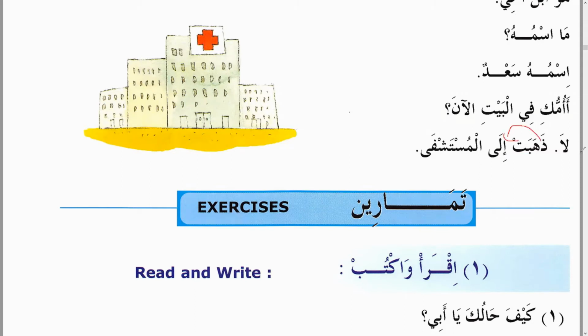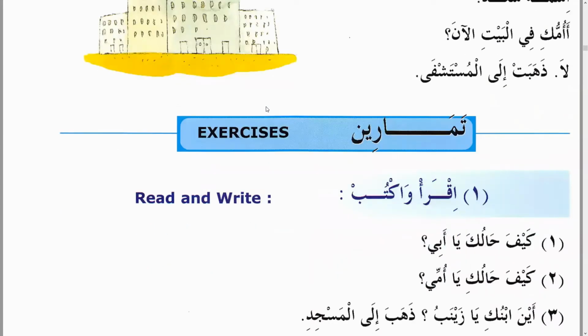It will never come before. If I say ummi dhahabat ila al-mustashfa, my mother went to the hospital, the ummi is not the fa'il. It is the mubtada of the sentence. It becomes a jumla ismiya, and the whole jumla fi'liya becomes the khabar. The fa'il should always be what? Marfu'. The fa'il should always have dhamma, one dhamma or two dhammas. Okay, inshallah, that was the main lesson.